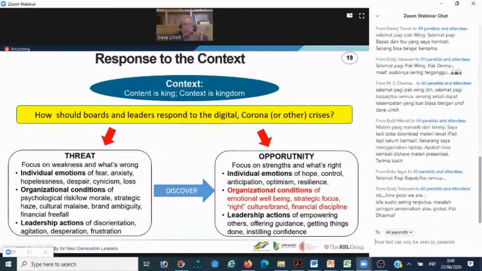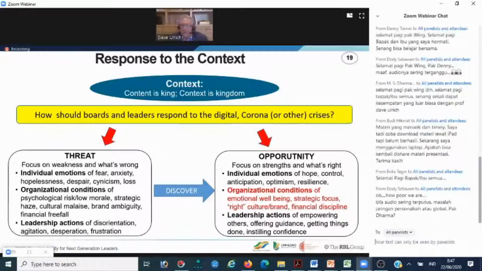Content, what we do, is critical. The context is the kingdom where we do it. And so how should boards and leaders respond to the digital transformation that's so prevalent and to the corona crisis? And there will be other crises. In the United States right now, we're facing a social crisis around racial inequality. I don't know what the crisis will be in Indonesia, but I almost guarantee that in the next 5 or 10 years, there will be one. How do we as leaders and boards respond?